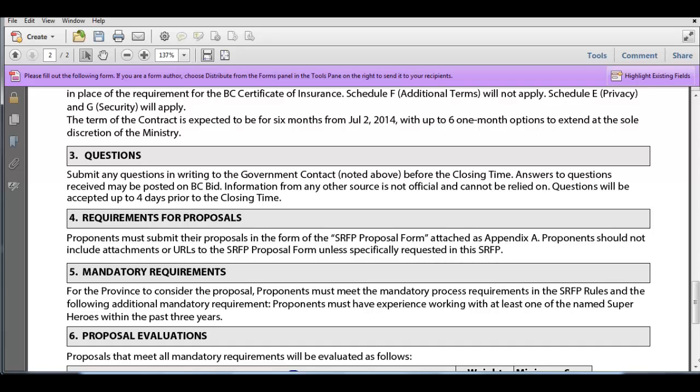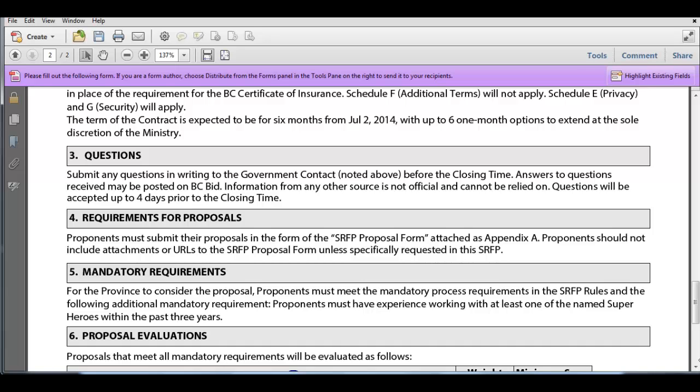Now, some SRFPs are not going to be posted on BC Bid. They're going to be directed to specific vendors. So, for example, perhaps the ministry has a qualified supplier list and they're doing an SRFP that is only being directed to those qualified suppliers. If that's the case, we're not going to be posting answers to questions on BC Bid because the SRFP would not have been posted there. In that case, we're going to be sending the questions and answers to all of our invited proponents.